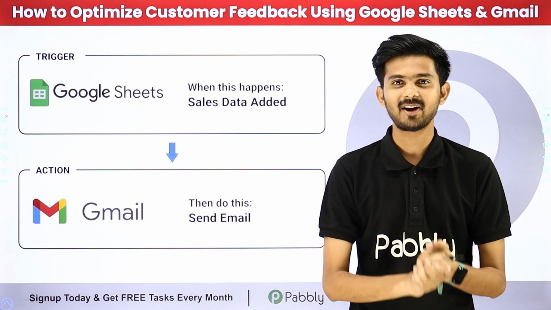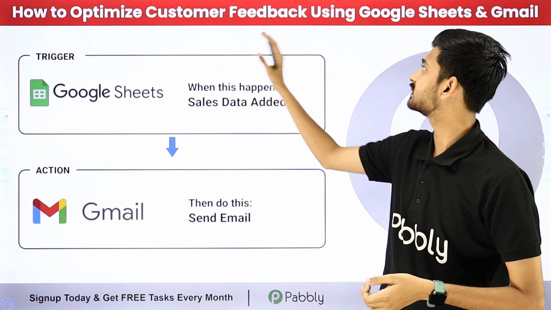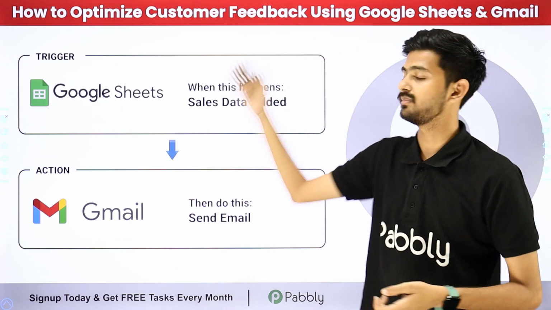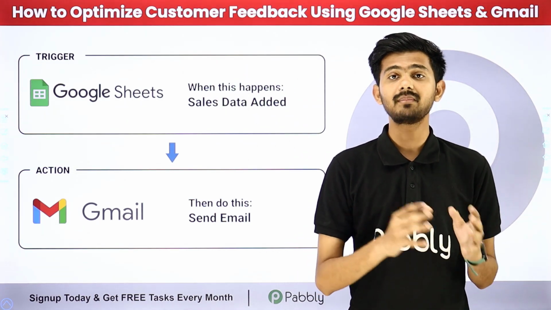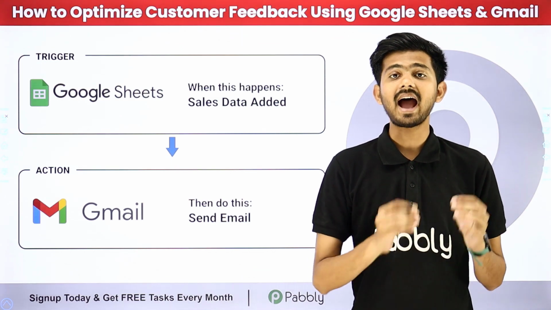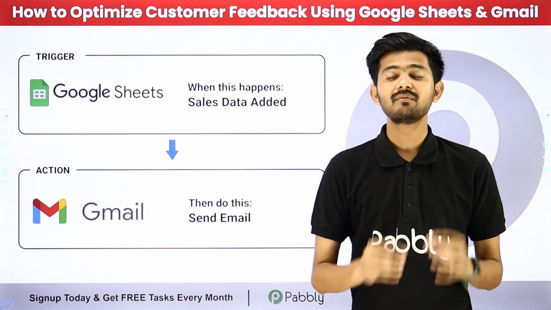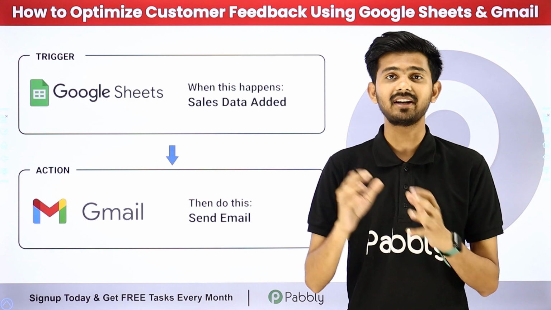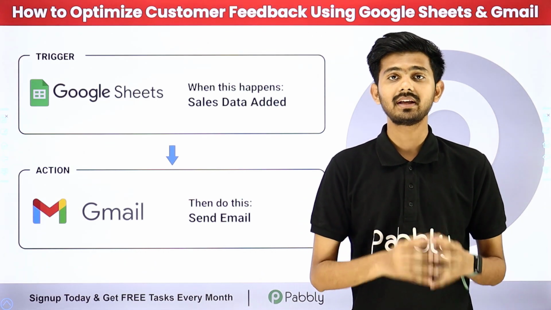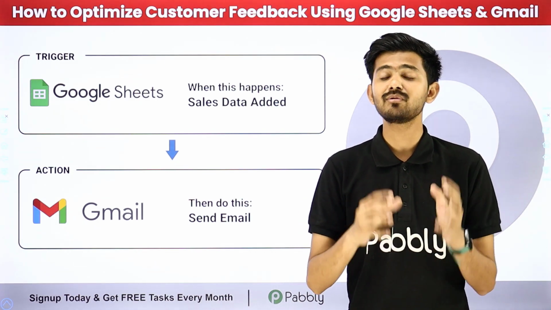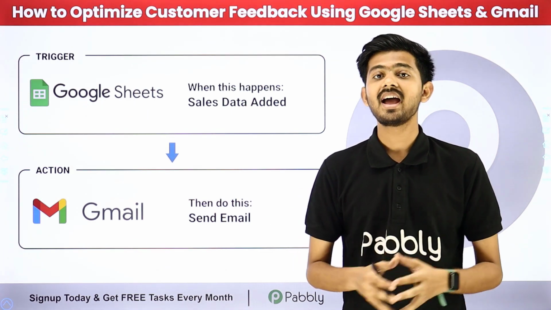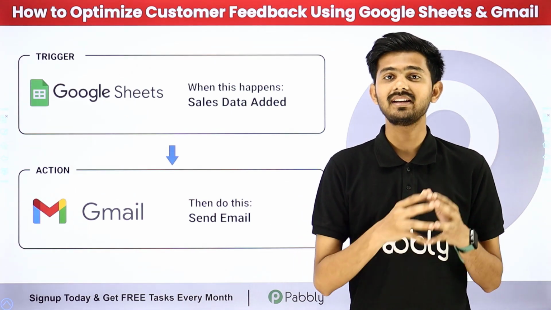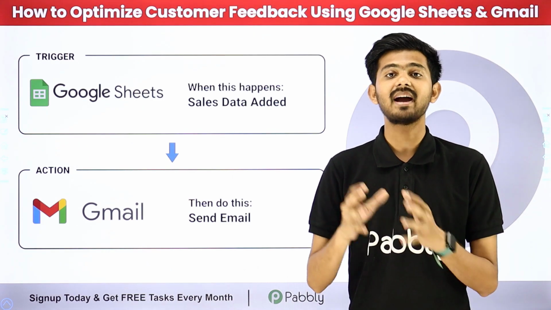Hello everyone, today our topic is how to optimize customer feedback using Google Sheets and Gmail. So here I want to share my feedback form with my customer after completing their order. For that I have created a database in my Google Sheet where I'm going to add the details of all the completed orders. Now here what I want is that whenever I add the detail of a new sales order, I automatically capture the detail of that order and use these details to send an email to my customer with my feedback form.